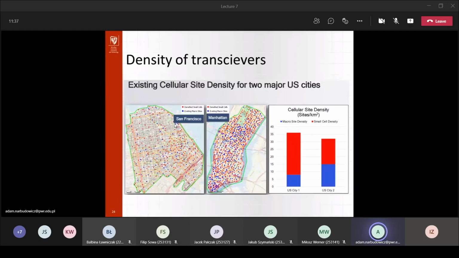The question is, do you have any thoughts or suggestions why the density of mobile cells in, let's say, downtown Manhattan differs so much from San Francisco, even though both cities would probably experience a similar type of customers or similar type of traffic?